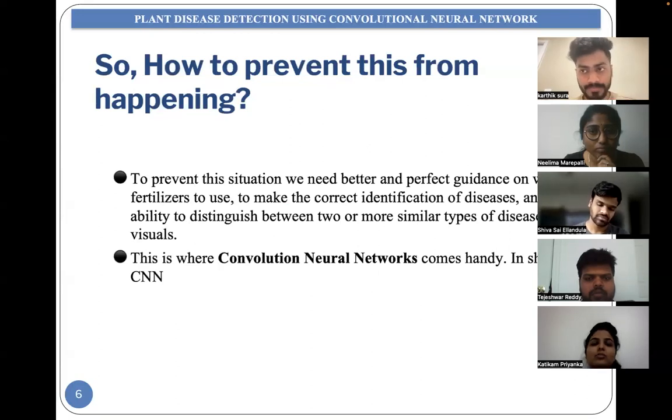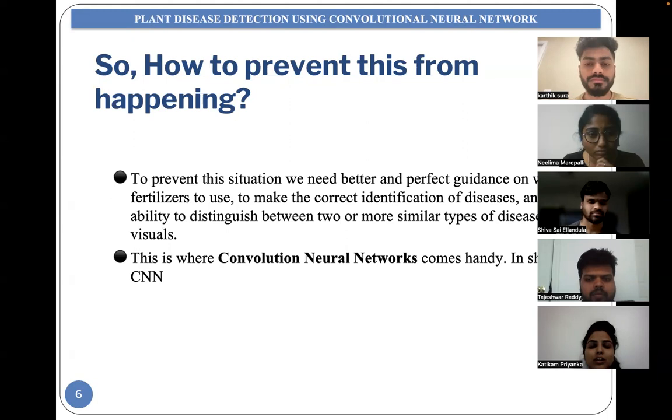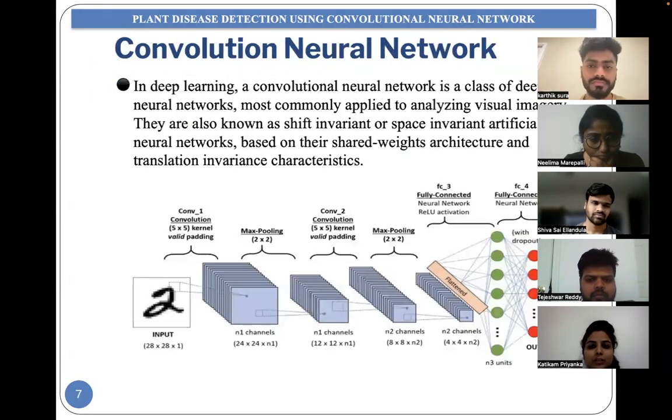Here we go. So, how do we prevent this from happening? To prevent this situation, we need better and perfect guidance on which fertilizers to use, to make a correct identification of diseases and be able to distinguish between two or more similar types of diseases. This is where convolutional neural networks come in handy, in short CNN. Next, please.